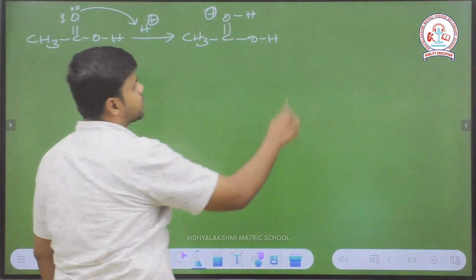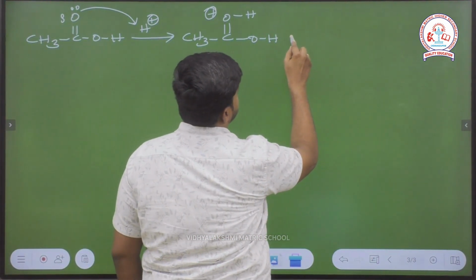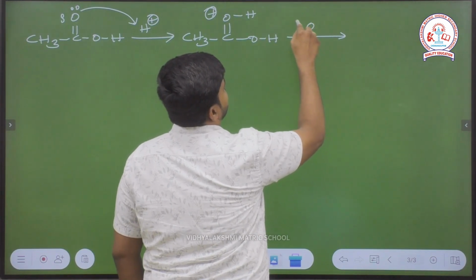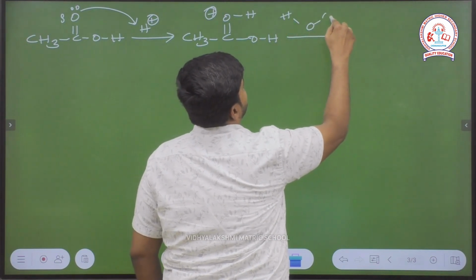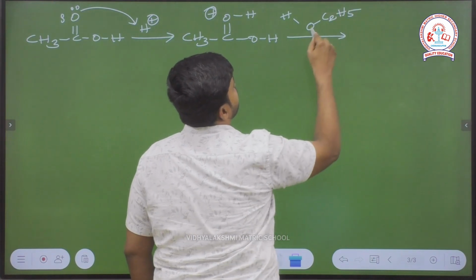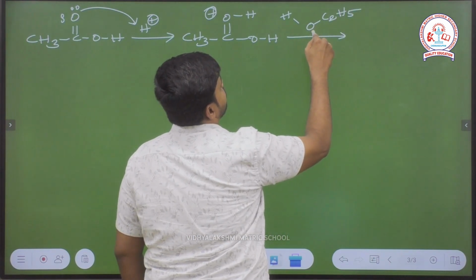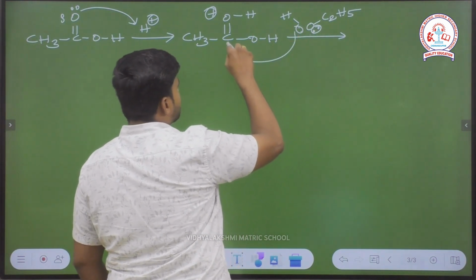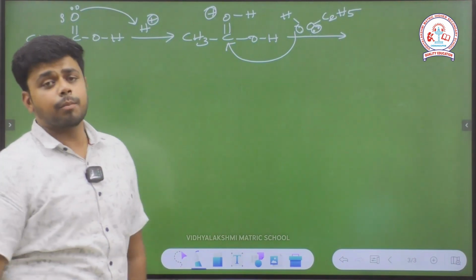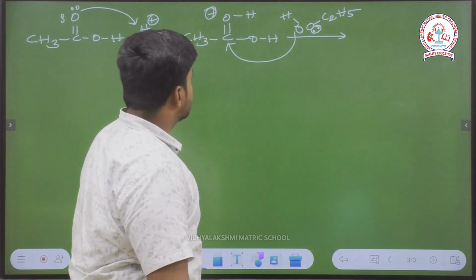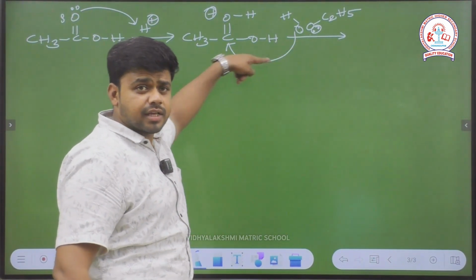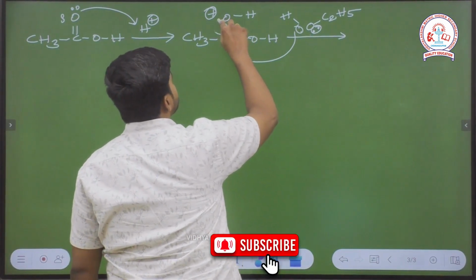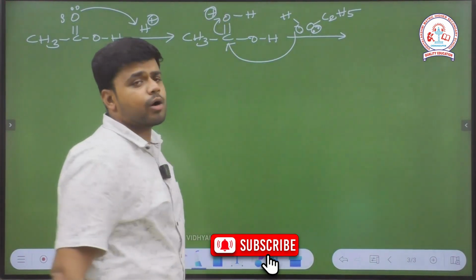The second step includes the attack of this ethanol. Ethanol is C2H5OH. Okay, so lone pairs. So oxygen will donate a lone pair of electrons to the carbon, thereby a bond is formed between oxygen and the carbon. Since a bond is formed between oxygen and the carbon, the valency of the carbon becomes 5. So this bond will actually shift and exist as a lone pair over the oxygen.